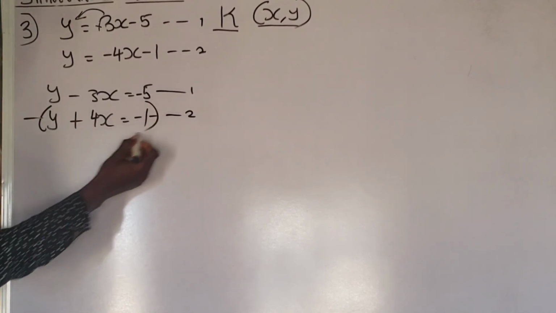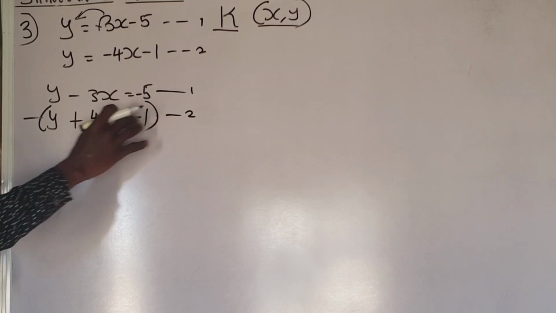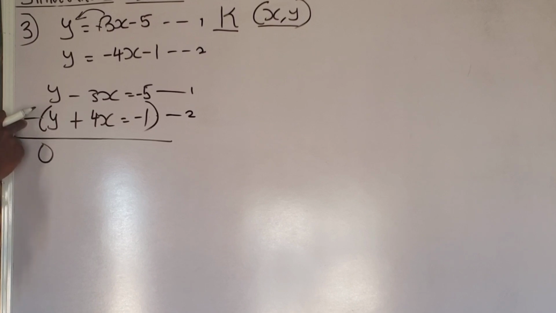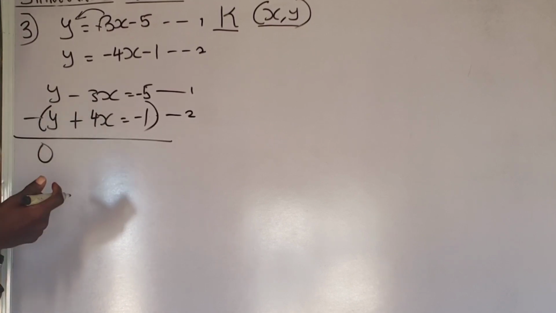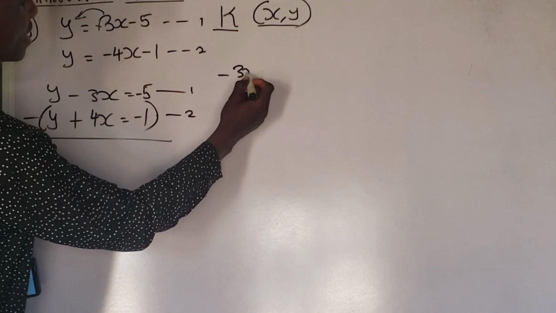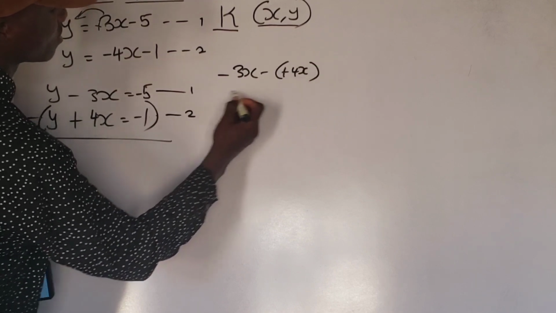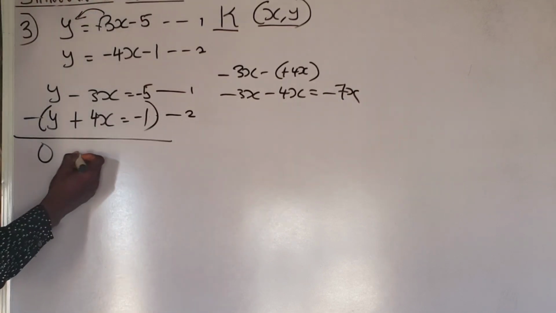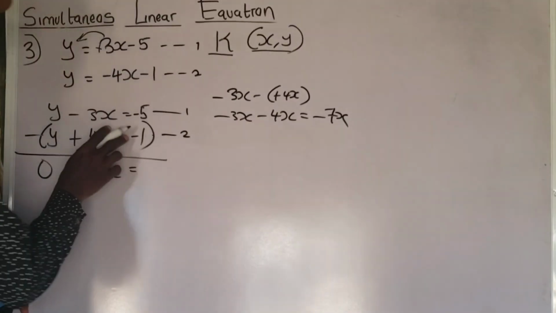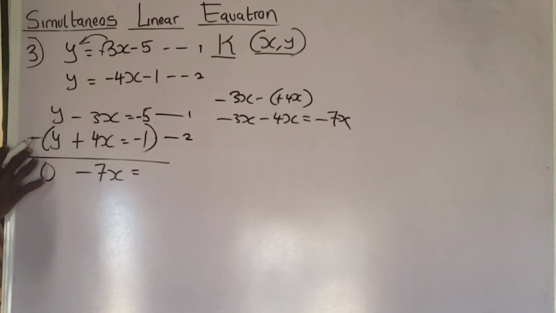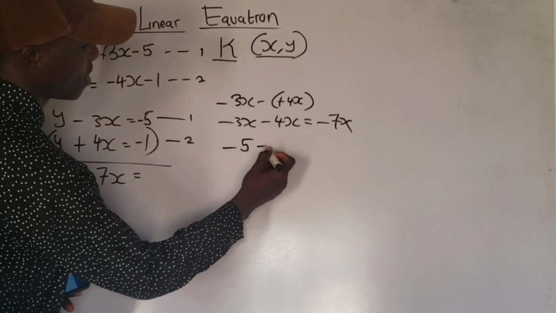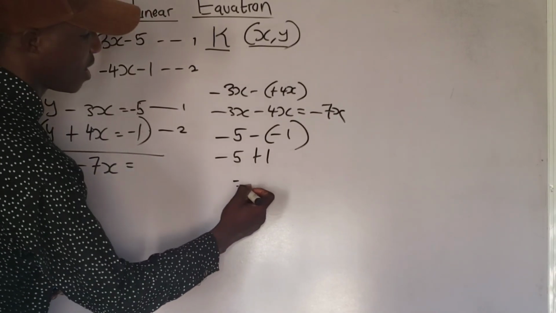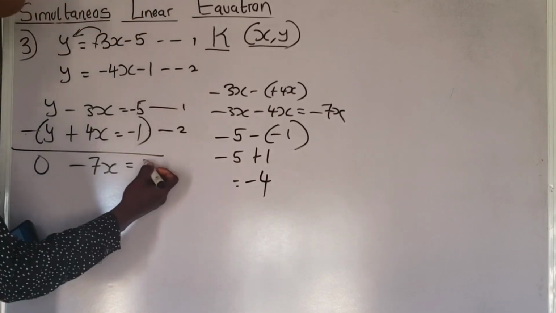So let us subtract. Let me erase this. y minus y, that will be 0. Negative 3x minus positive 4x, that will be negative 7x. So for this, I'm going to have negative 7x equals, for the right hand side of the equation, negative 5 minus negative 1. That is minus 5 plus 1. For this, I'm going to have minus 4.